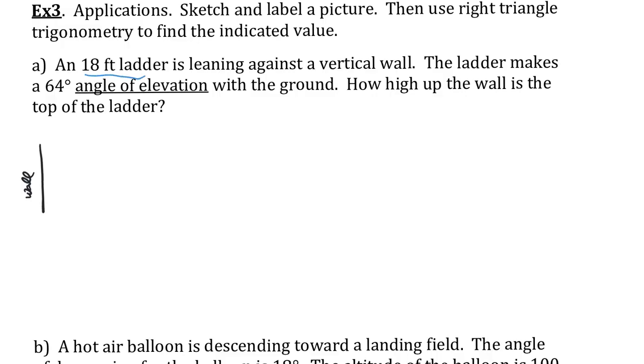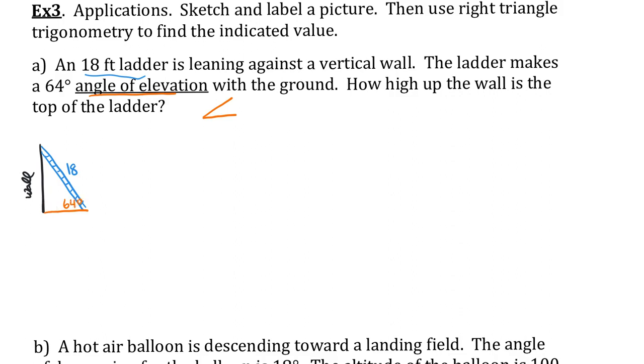My 18-foot ladder is going to be right here. I'm going to make it look like a ladder. Oh, I'm going to try. You don't have to. Okay, that's my 18-foot ladder. The ladder makes a 64-degree angle of elevation. Angle of elevation is always from the ground. So it's always going to be coming from the ground. So if it's coming from the ground, it's got to be here.